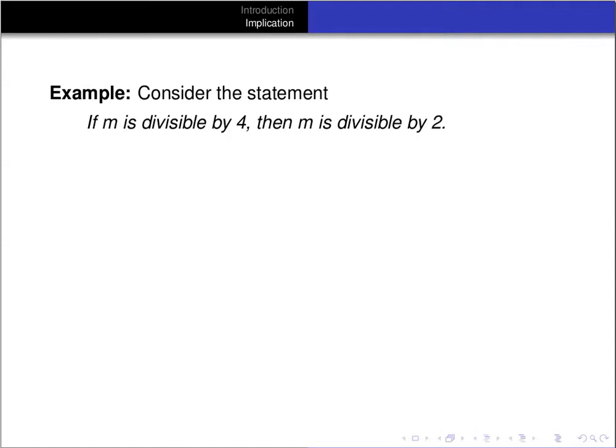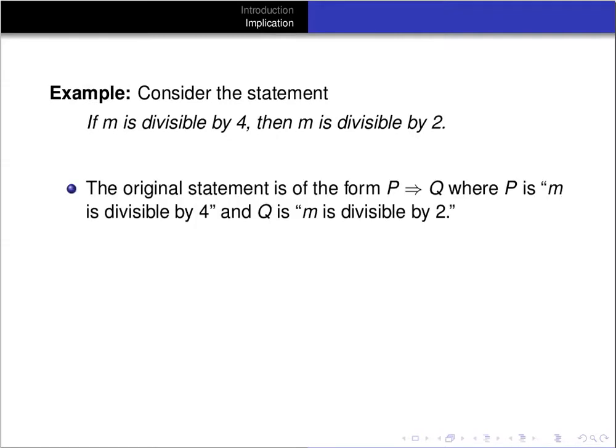So let's consider the statement, if m is divisible by 4, then m is divisible by 2. Okay, if m is divisible by 4, then m is divisible by 2. If you think about it for a minute, you clearly see that that's a true statement. If we write it as if P then Q, or P implies Q, then P would be the statement m is divisible by 4, and Q would be the statement m is divisible by 2.